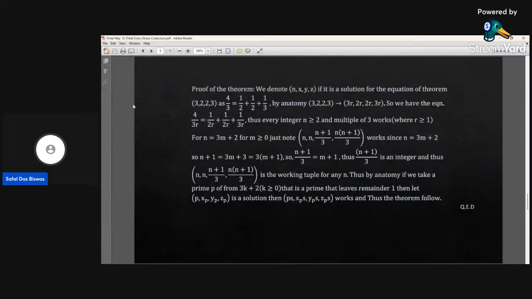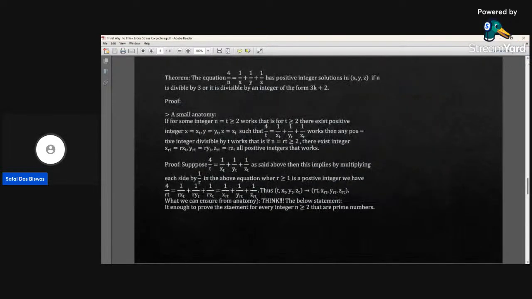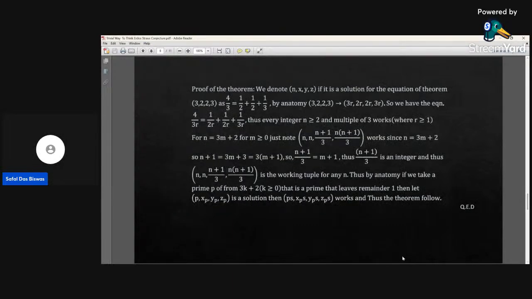As I said, I will not prove the theorem for 3m plus 1, because 3m plus 1 is the only hard part. But for this theorem I am showing 3m plus 2 and 3k. So let's see for 3k plus 2. For n equals 3m plus 2, where m is an integer greater than or equal to 0, if we have 4 by n, then n works for x, (n plus 1) by 3 works for y, and n times (n plus 1) by 3 works for z.